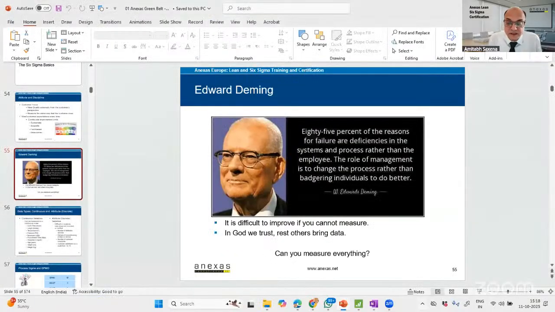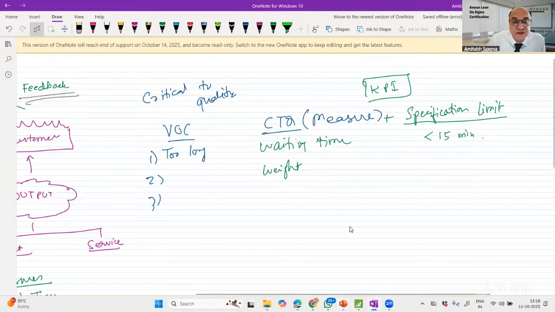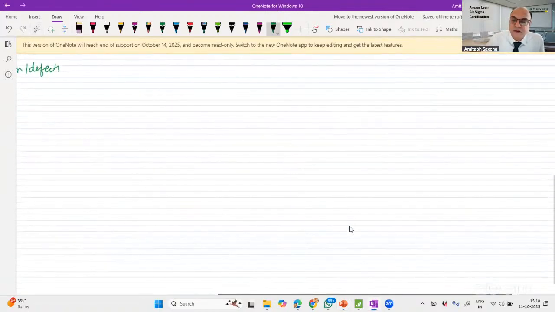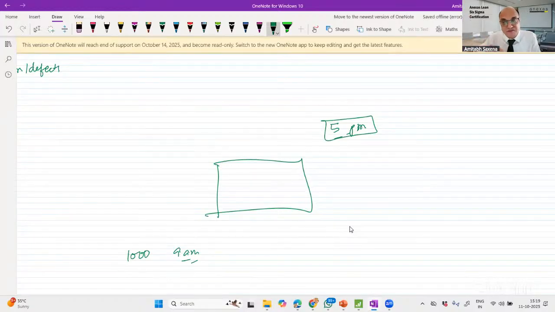It means, let's imagine this is a company, and there are 1,000 people working in this company. They enter the company at 9 a.m. and go out at 5 p.m. I'm making it simple, right? 9 a.m., 5 p.m.